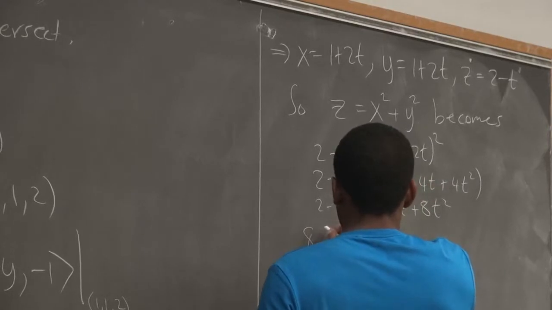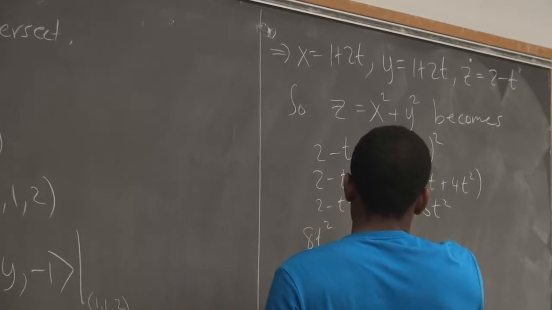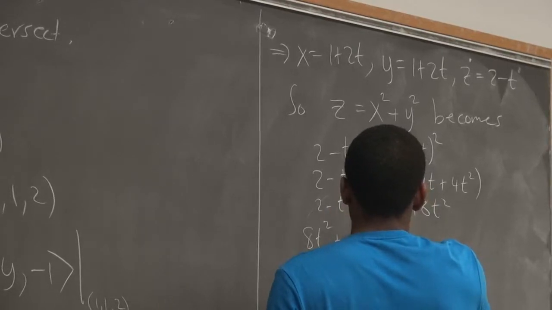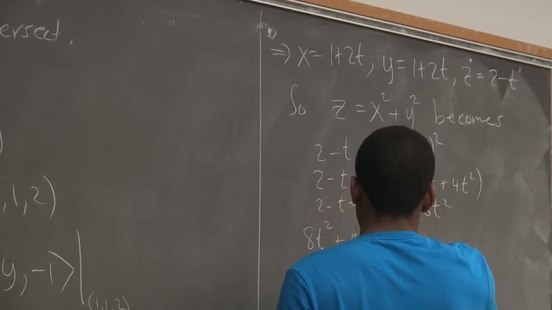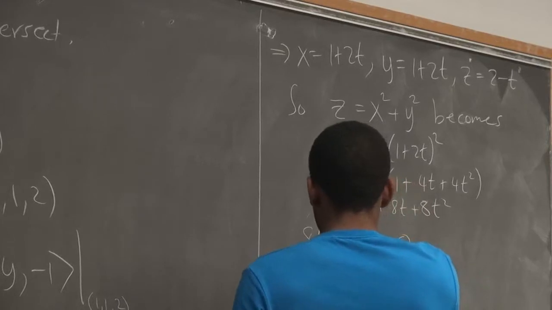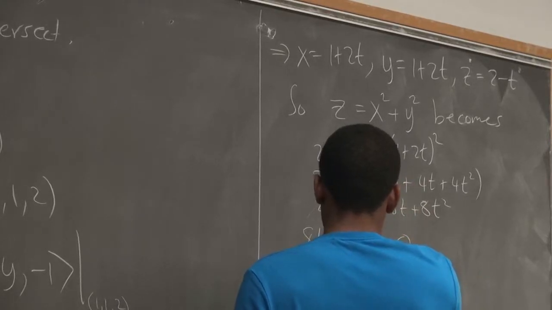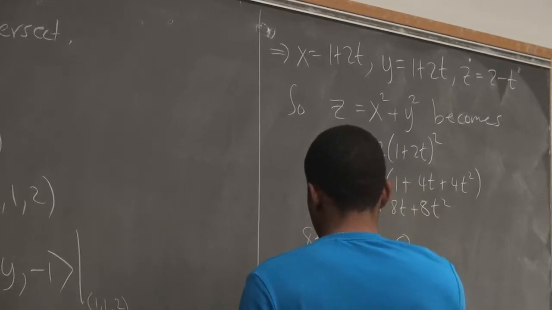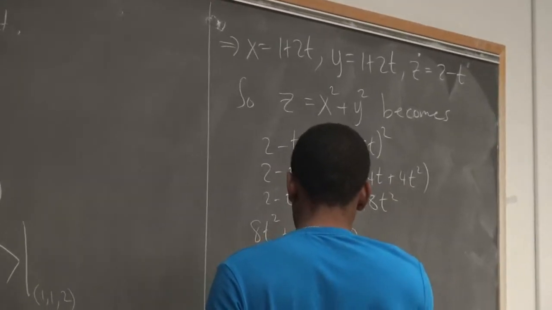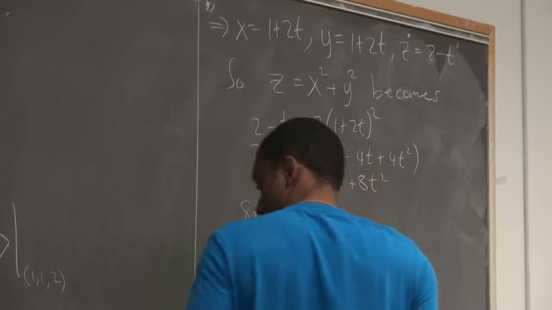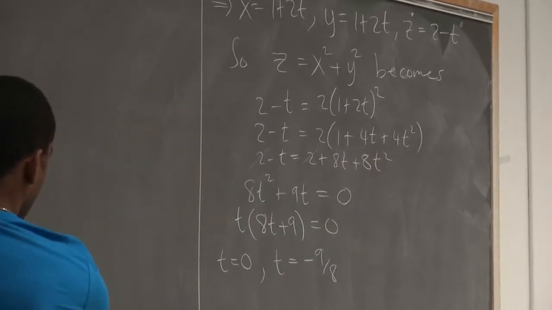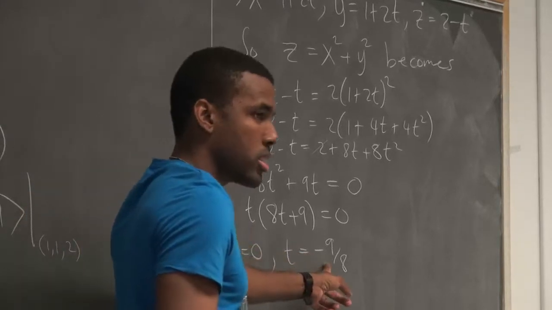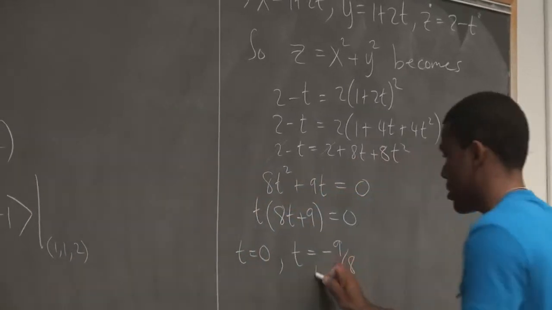So we have 8t squared plus 9t, and that's just equal to 0. So t times (8t plus 9) equals 0. So you have t equals 0 and t equals minus 9 over 8. Now notice that when t equals 0, you get the point that it intersected first. The t equals minus 9 over 8 corresponds to the other point.